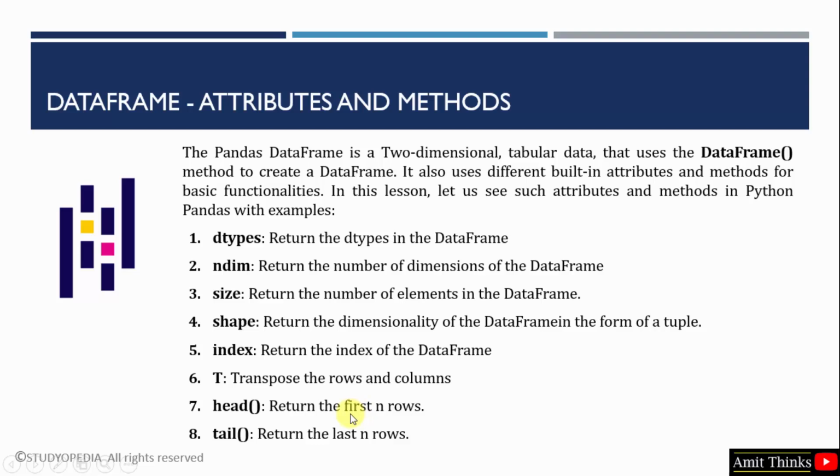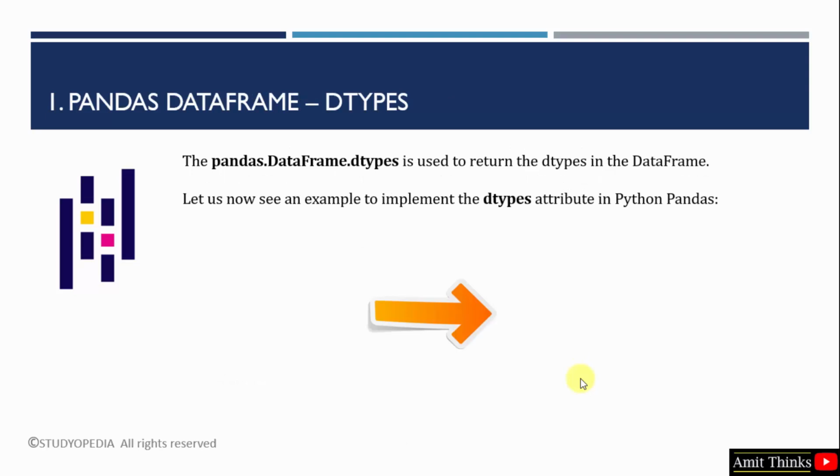For methods, we can return the first n rows using the head method, and the last n rows using the tail method. So let us see the examples. In the first example, first we will create a data frame using the DataFrame method, and then we will get the data types of each and every column using dtypes. So let's see the example.